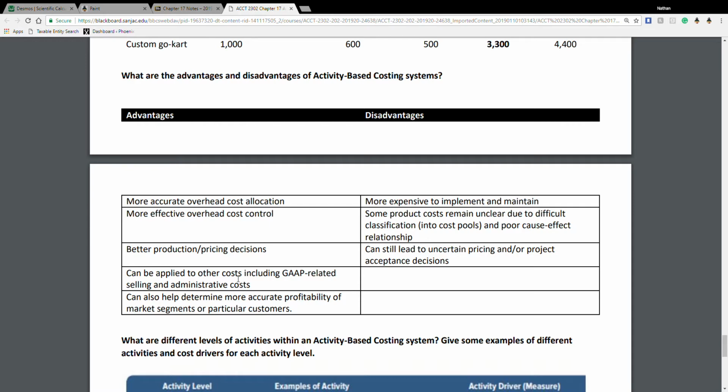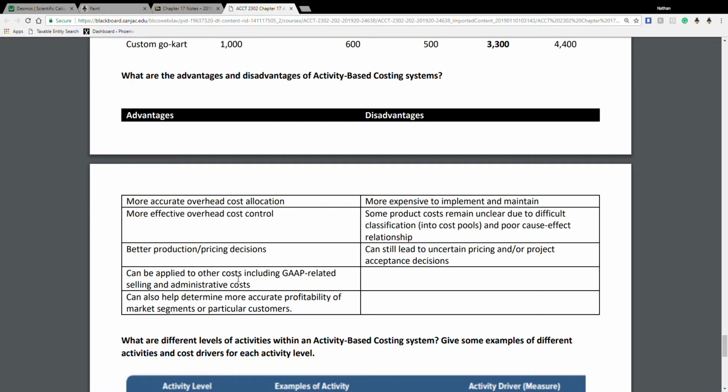Some disadvantages to it though, it is more expensive to implement and maintain. You've got to constantly have someone looking at this stuff, figure out the labor hours, figure out all these activity bases, figure out the cost. Then you've probably got an accountant who works specifically on ABC costing to make sure everything's running smoothly. Okay. Some product costs still remain unclear due to the difficulty of classification. So with these cost pools, you may have some products that just don't fit correctly in them. So it does make it a little bit tough. And it will end up causing a poor cause and effect relationship.